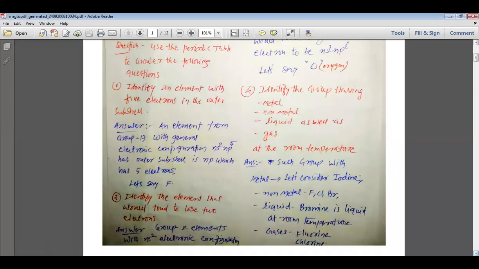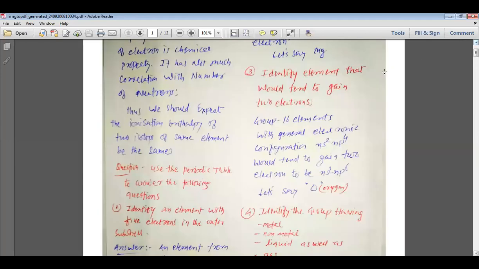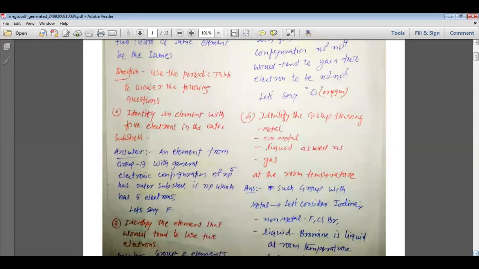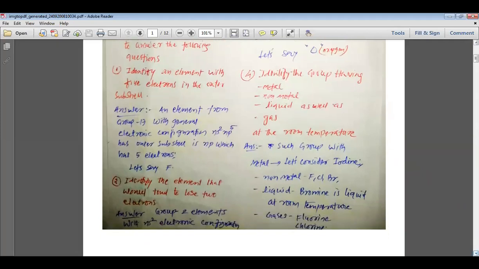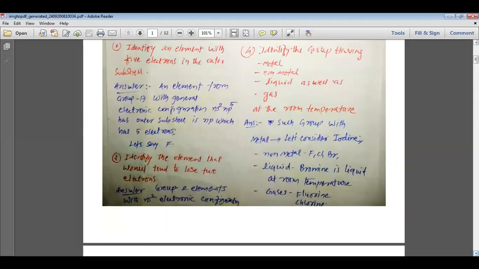These questions were to identify the element with 5 electrons in the outer subshell, or an element that would tend to lose 2 electrons, or an element that would tend to gain 2 electrons, or to identify the group which contains a metal, a non-metal, a liquid as well as a gas at room temperature. So we have answered those questions.